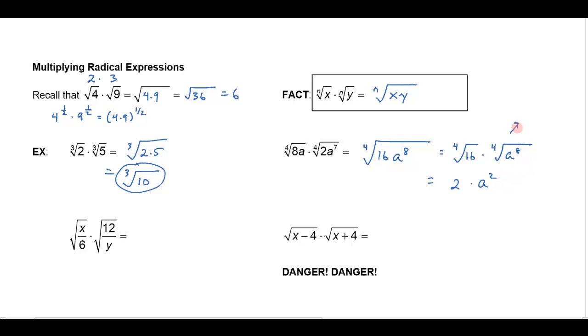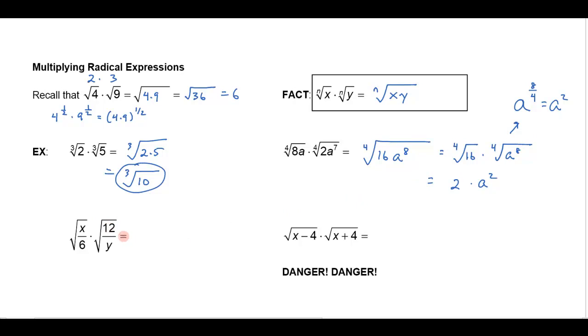Or if you wanted to, you could think of this as a fractional exponent. Remember, the power is the numerator and the root is the denominator. And a to the 8/4, the 8/4 does reduce to 2, so I get a squared.